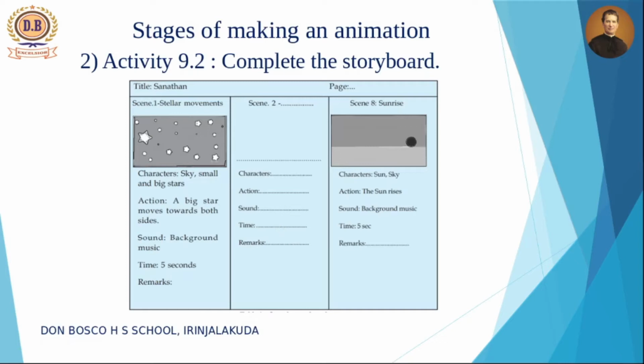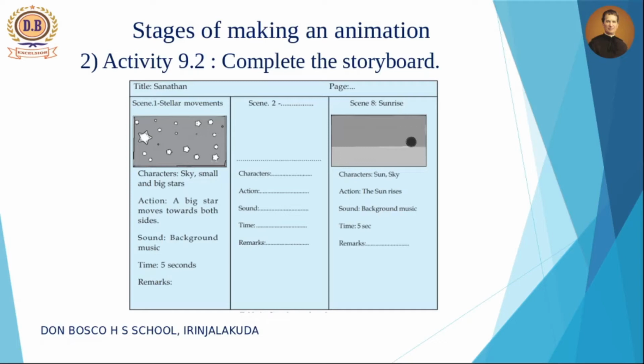And here you can see scene 8. Scene 8 is given as sunrise. Characters: sun, sky. Action: the sun rises. Then sound, in a similar way background music, and the time we can provide 5 seconds. And like that scene 9, scene 10 we can give like this: characters, action, sound, time, etc.